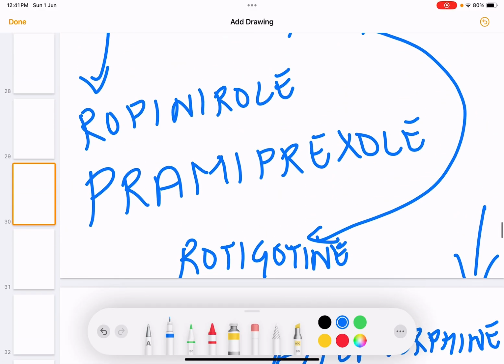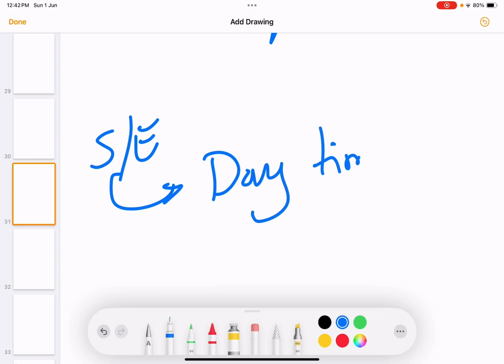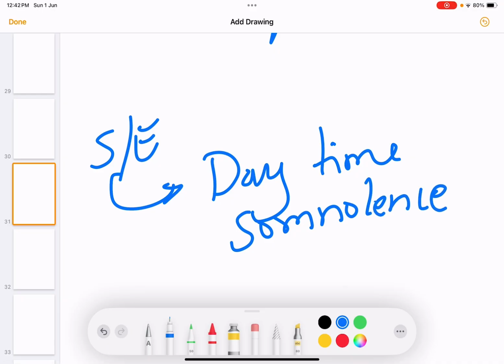Now ropinirole and pramipexole are said to slow the degeneration of dopaminergic neurons, and they are used in the initial phase of Parkinson's disease. They are relatively longer acting than levodopa, and they are associated with less dyskinesia. So in the initial phase of Parkinson's disease, the drug of choice is ropinirole or pramipexole. The side effects are daytime somnolence, and they can also cause impulse control disorders.